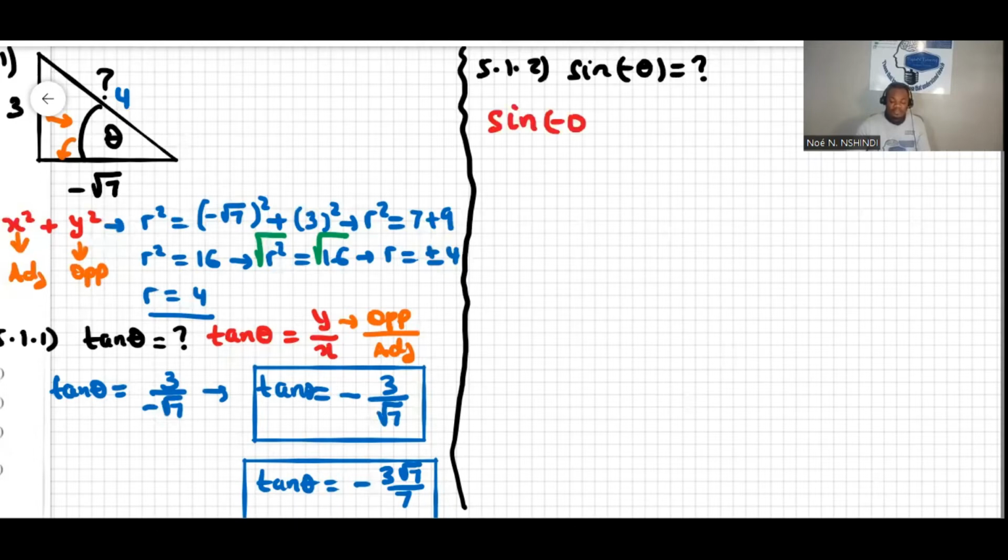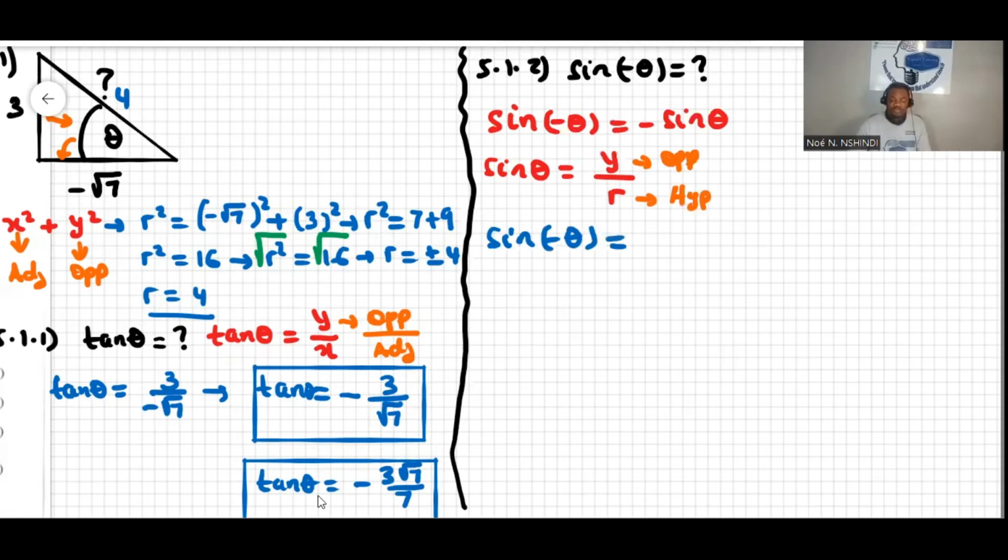Sine of negative theta is equivalent to negative sine theta. And sine of theta is equal to opposite side over hypotenuse, so y over r. Because we have sine of negative theta, this will be equal to negative sine theta, and negative sine theta will be negative opposite over hypotenuse, y over r.